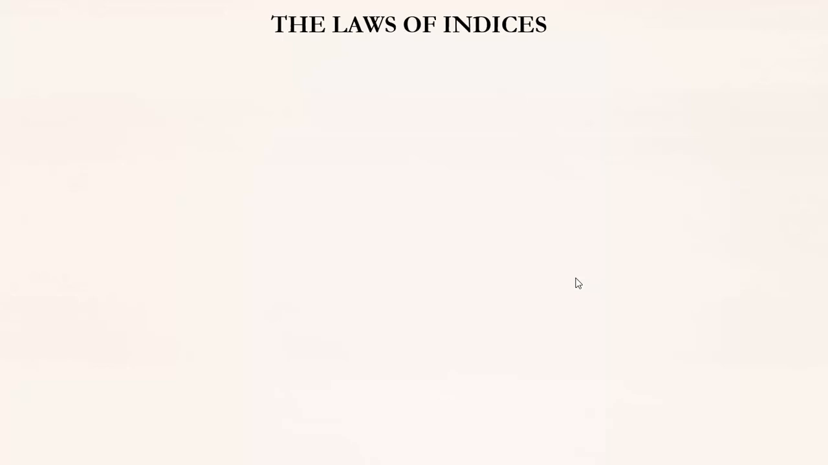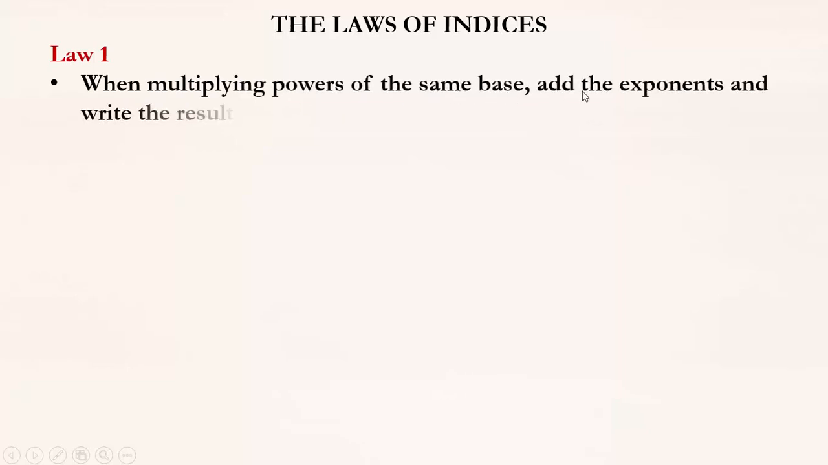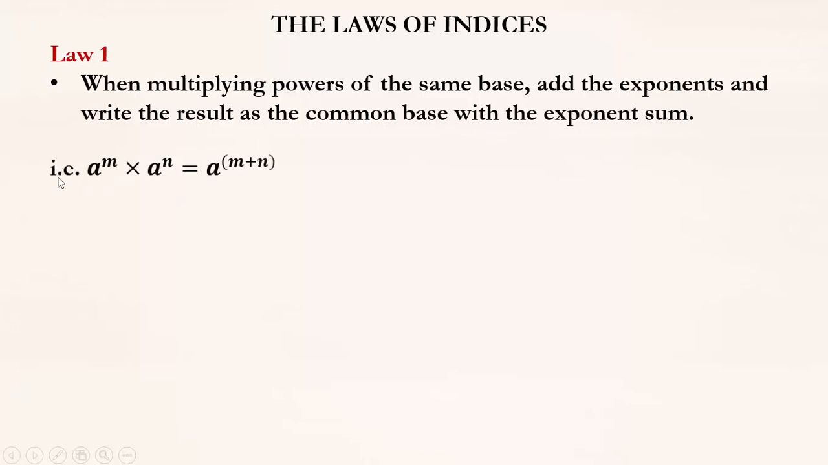The laws of indices. Law 1. When multiplying powers of the same base, add the exponents and write the result as a common base with the exponent sum. That is, a to the power m times a to the power n is simply going to be equal to a to the power m plus n.